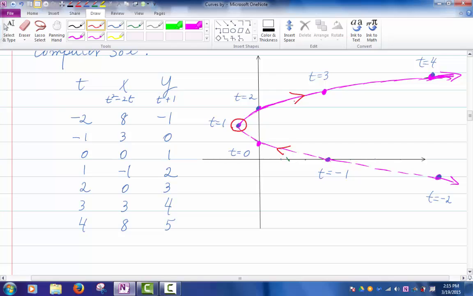Because as t progresses, you know that x is coming from infinity to -1, and then it's going from -1 to infinity. Y always keeps increasing, so y goes from negative infinity to positive infinity, which you can see. So that's the only possibility for the orientation.